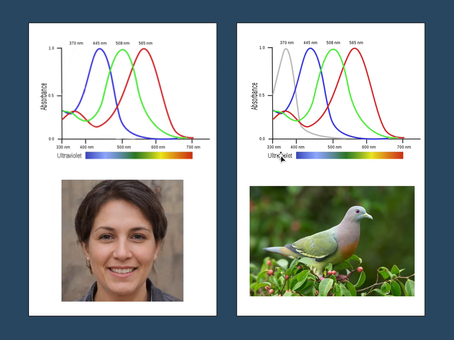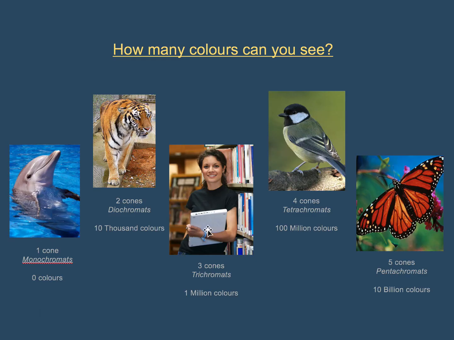Now, the number of photoreceptors that an animal, non-human animal or human has tells us how much they can see in terms of color. So dolphins, for instance, are known as monochromats. They only have one, so essentially they don't see any colors. Big cats and dogs are dichromats. They have 2, and they can see about 10,000 colors. Humans, we see roughly 1,000,000 colors. We can't name them all, but our eye is designed to see it.